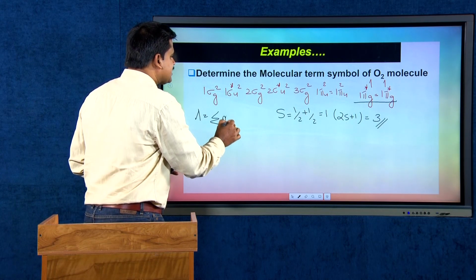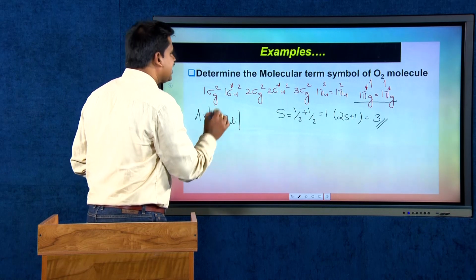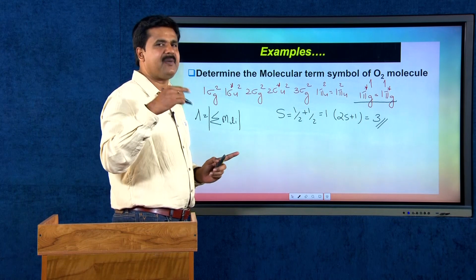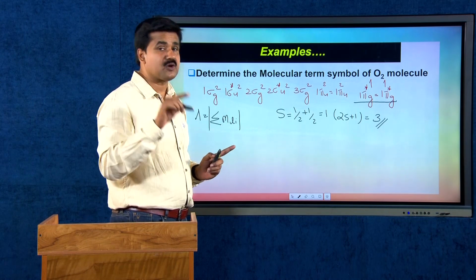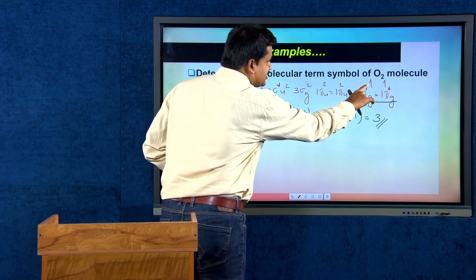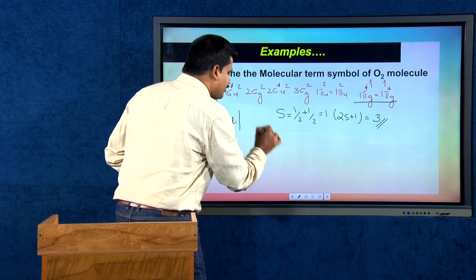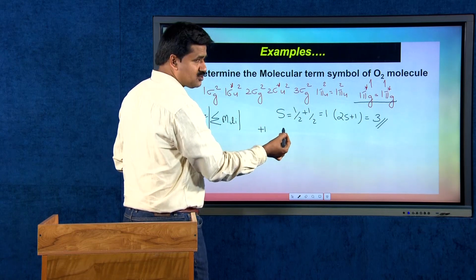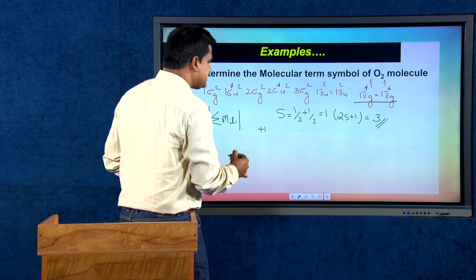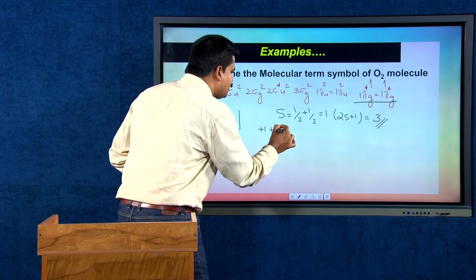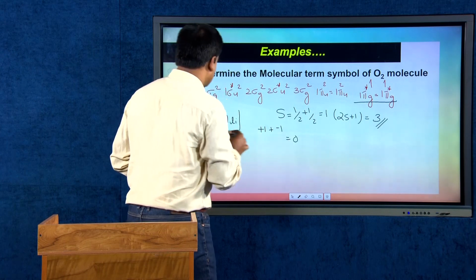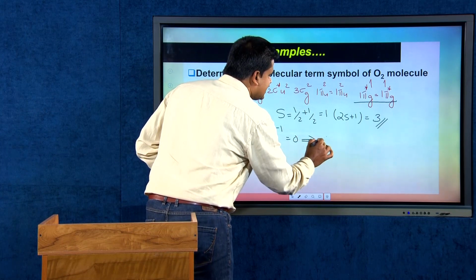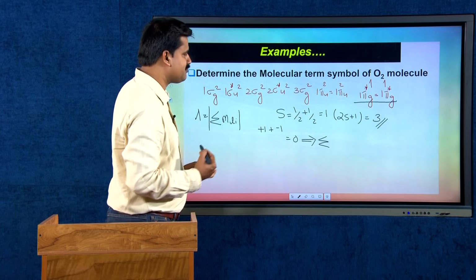Lambda is equal to modulus of sigma m_l. I already mentioned that for a sigma electron, m_l is equal to 0. For a pi electron, m_l is equal to plus or minus 1. For the first electron m_l is equal to plus 1, and for the next electron m_l is equal to minus 1. Therefore, sigma m_l is equal to plus 1 plus minus 1, that is equal to 0. Therefore, lambda is equal to 0. Lambda equal to 0 implies the sigma term.